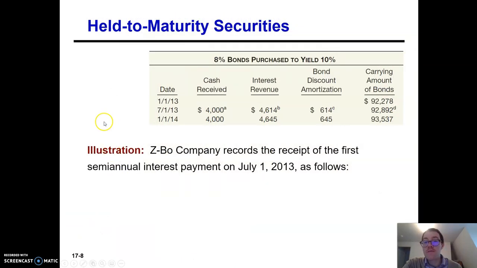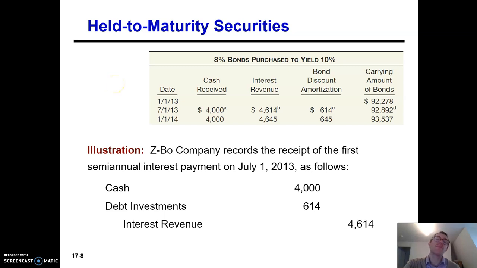So then, we have our snapshot of our amortization table here. So on July 1st, 2013, that's the first interest payment we're going to receive. How do we handle it? Well, our cash goes up by $4,000. Debt investments will go up by the amount of the discount amortized, and we're going to credit interest revenue for $46.14.